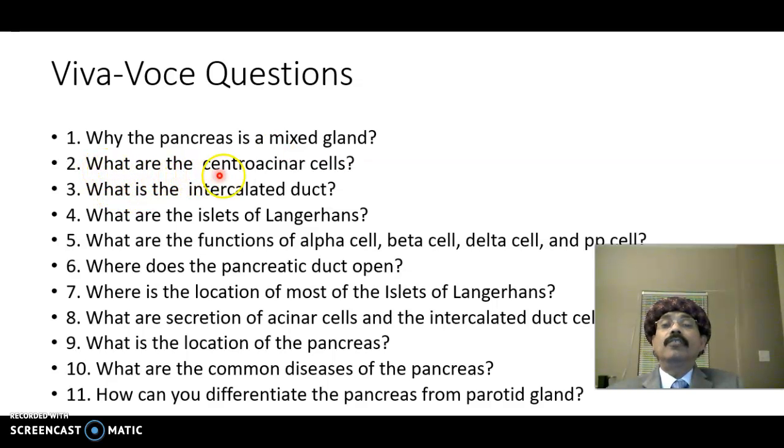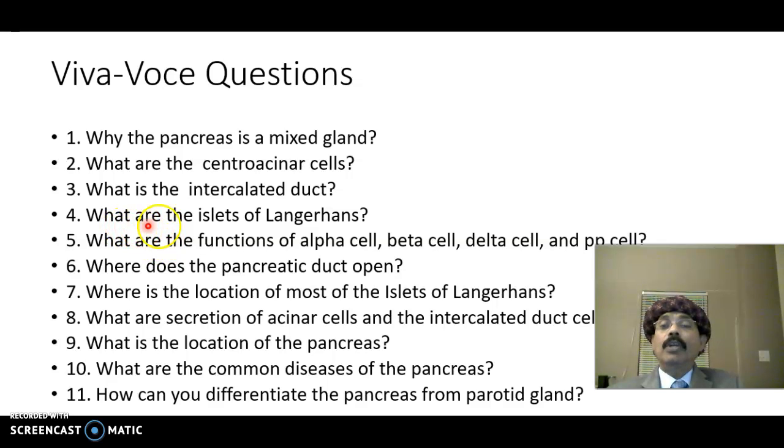What are the centroacinar cells? These are present inside the acinus and they are sensitive to the secretin hormone along with the intercalated duct cell. They produce bicarbonate rich fluid. What is the intercalated duct? That duct is the continuation of the lumen of the acinus. It is outside the acinus.